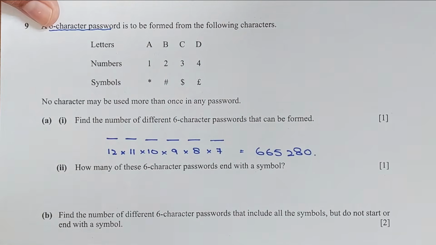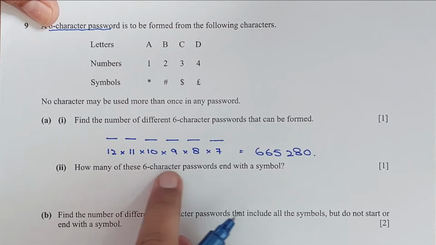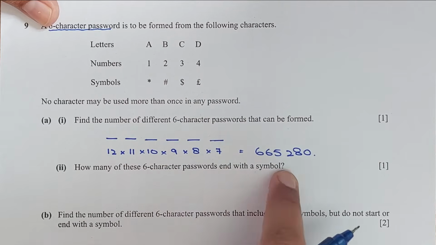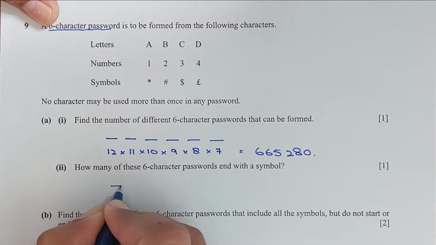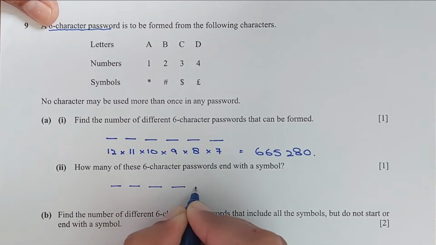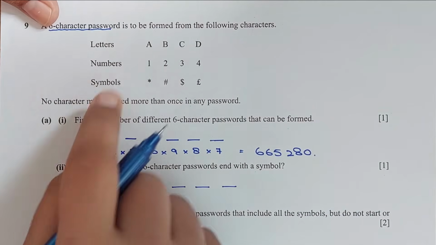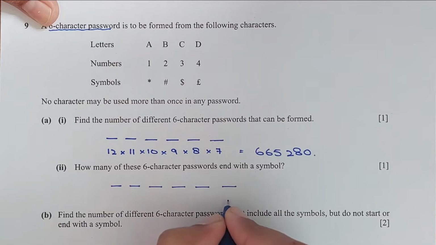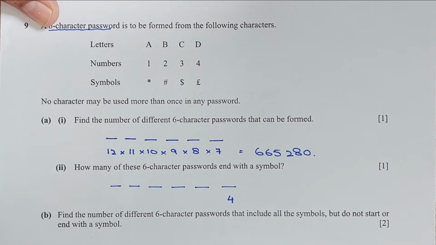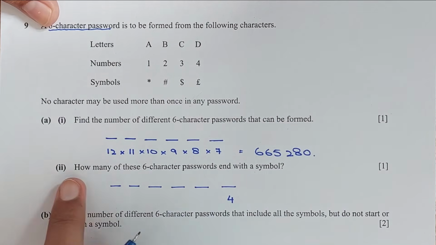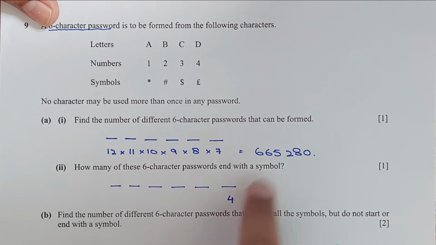Right. Now for the second part, how many of these 6-character passwords end with a symbol? So it's 6-character again: 1, 2, 3, 4, 5, 6. It ends with the symbols. We have 4 symbols here, 4 options for the last digit, right? Yes, it's only the ending. There is a restriction on the ending, right?